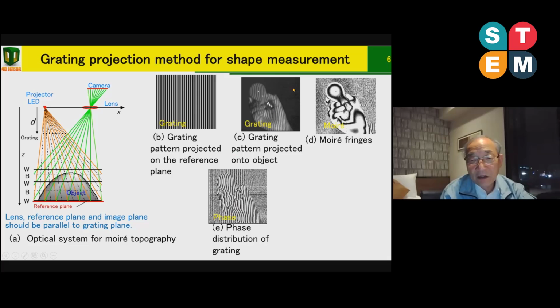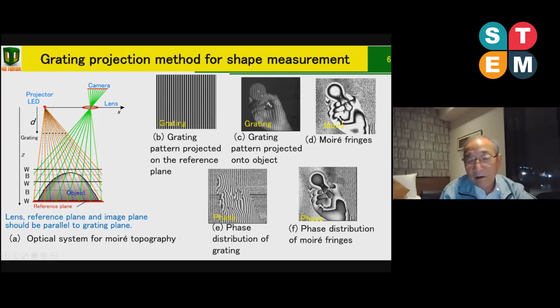By phase analysis of the grating image, we can obtain this phase distribution, and also we can obtain the phase information of the moiré fringe. So from this phase distribution, we can obtain the 3D shape very accurately. This grating analysis method is the grating method. This moiré fringe pattern analysis is the moiré method.